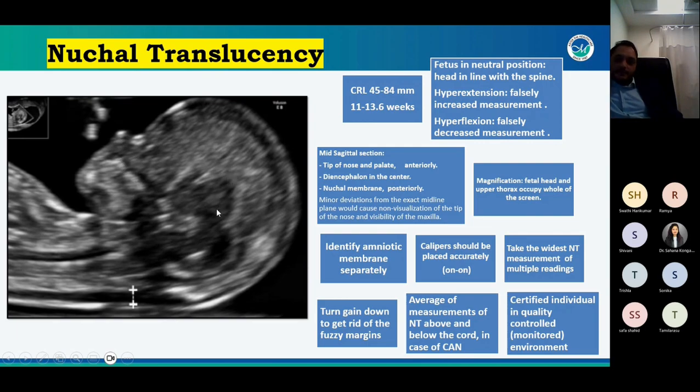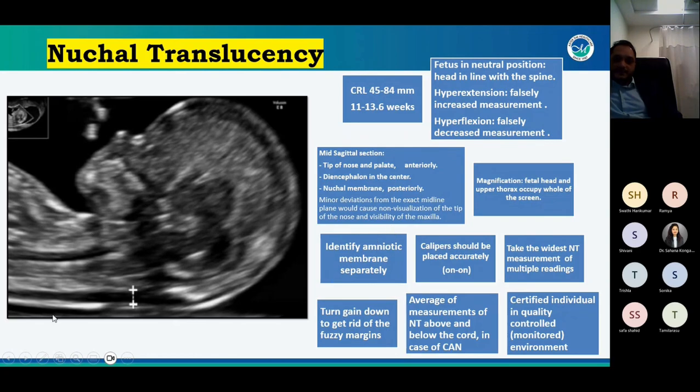And then the diencephalon, this hypoechoic area here, should be seen in the center. And the nuchal membrane, this is the nuchal membrane, this should be seen posteriorly. These are the things which define a mid-sagittal section, and in this section, we have to measure the nuchal translucency. If minor deviations are there, then these landmarks will be missing in the image. So the next thing we have to keep in mind is the magnification of the image, which should be such that the fetal head and the upper thorax should occupy the whole of the screen.